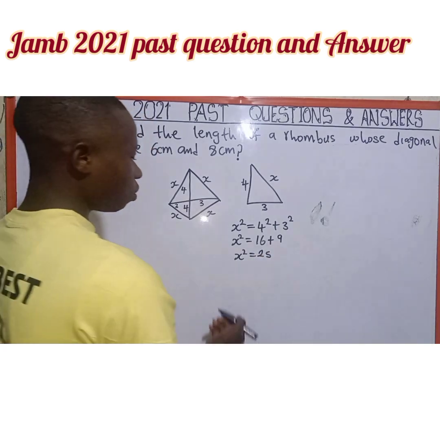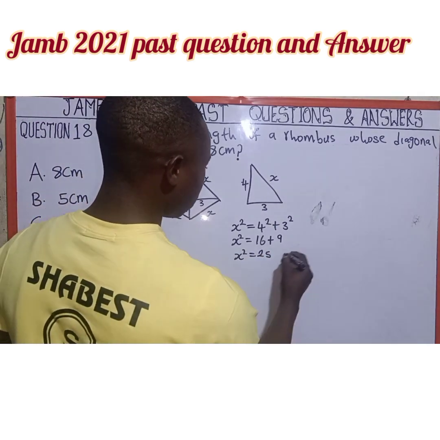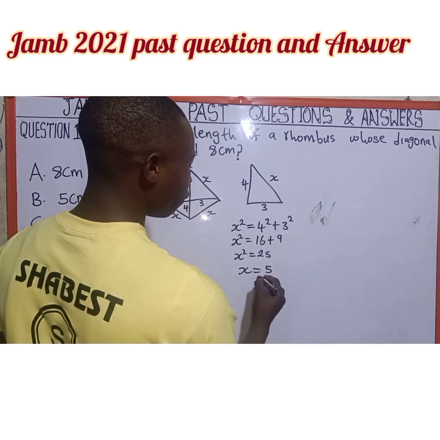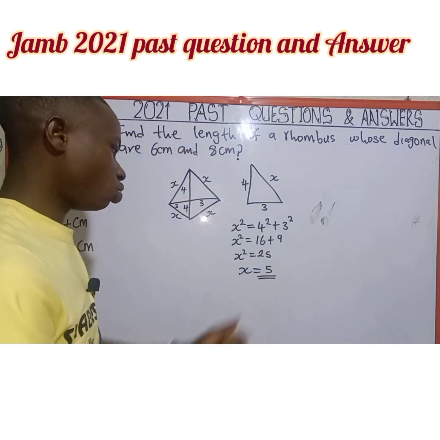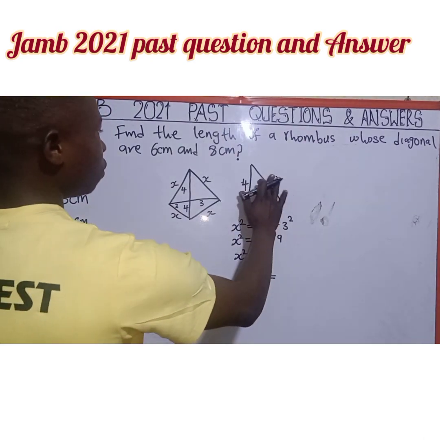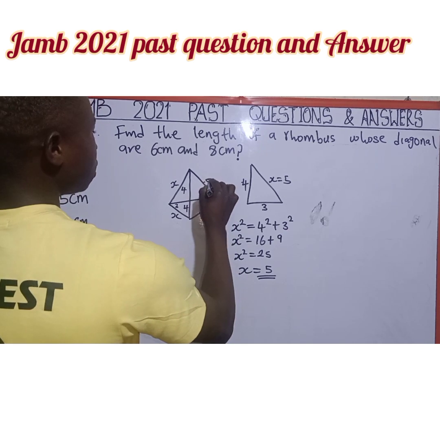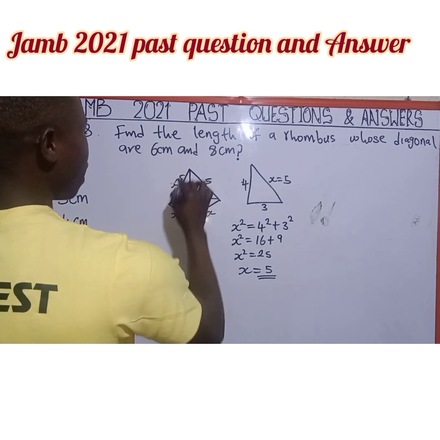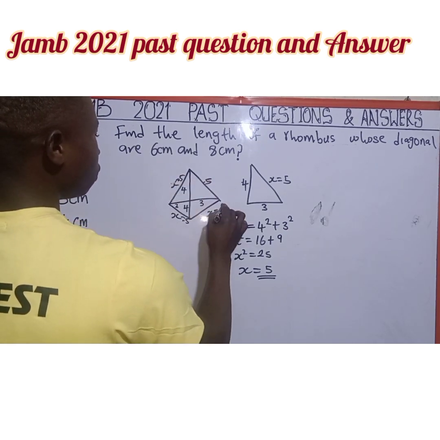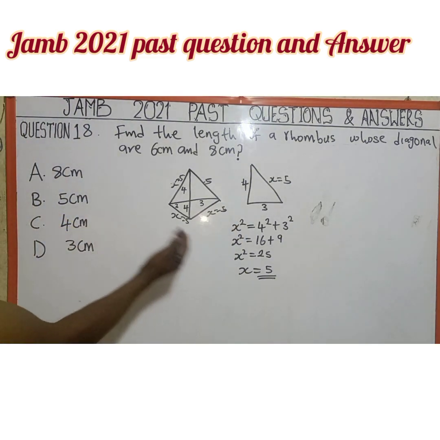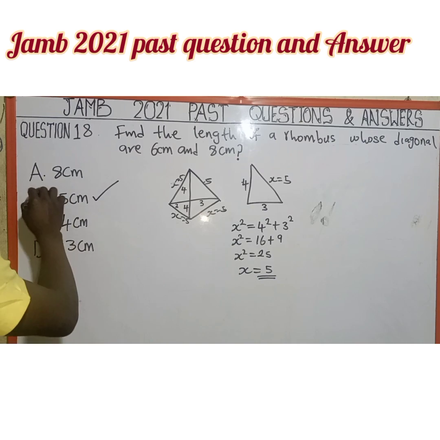So s square will be equal to 16 plus 9, which gives me 25. Then we take the square root of both sides. S will be equal to the square root of 25, which gives me 5. So my answer is 5. Therefore this side s is equal to 5. So each side is going to be 5. Then if we check our options, you see option B is 5 centimeters. So this is the correct option.